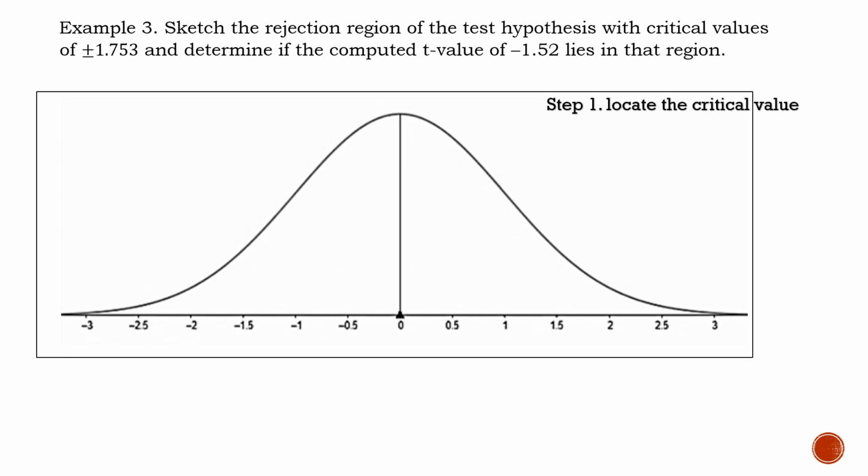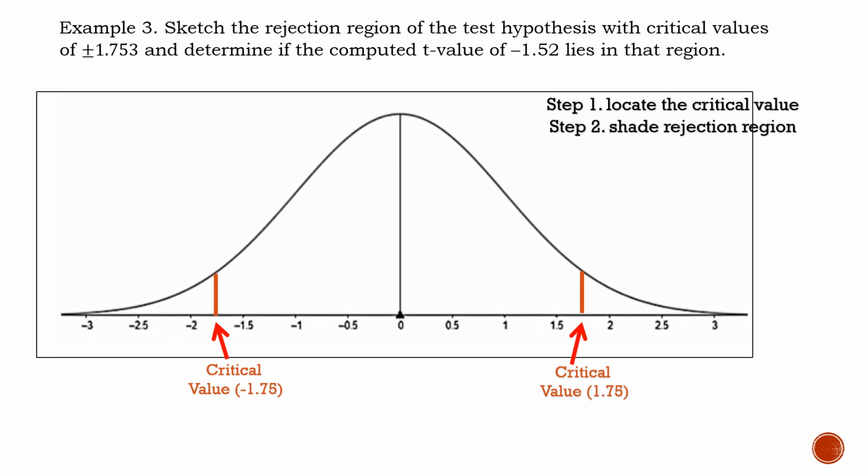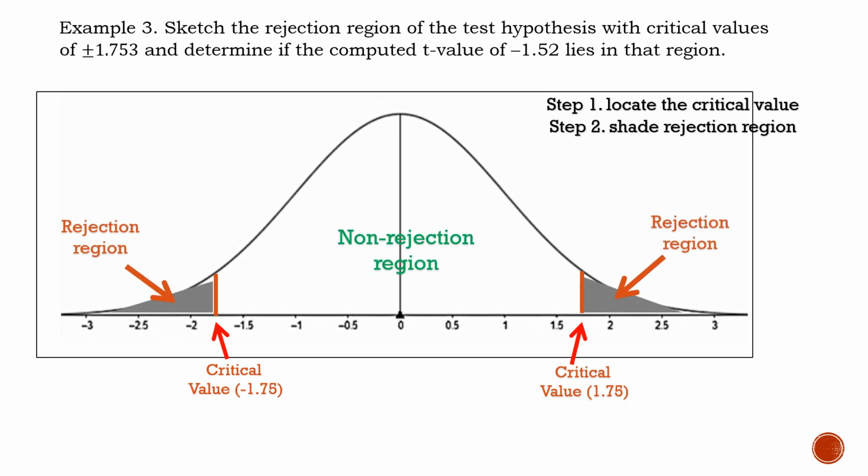So step number 1 is we have to locate the critical value. So we have to locate the positive side on the right. So that is the approximate location of the positive 1.753, and on the left side, we have the approximate location of the negative 1.753. And our step number two, we have to shade the rejection region. And these are the rejection regions, the shaded area on both ends of our graph. And at the center is our non-rejection region.